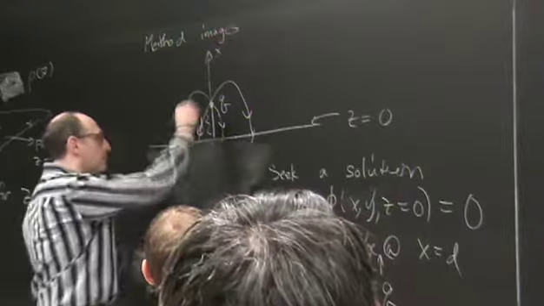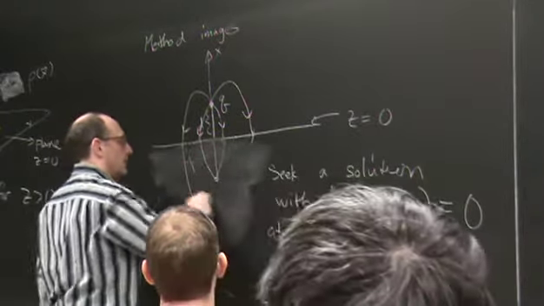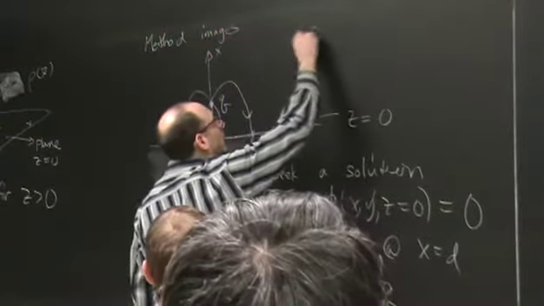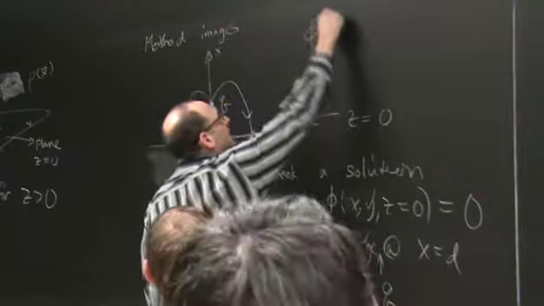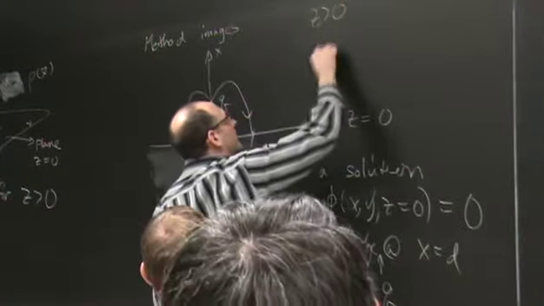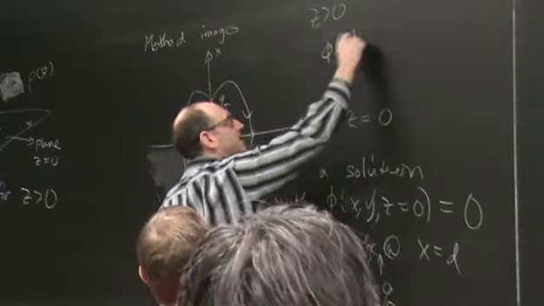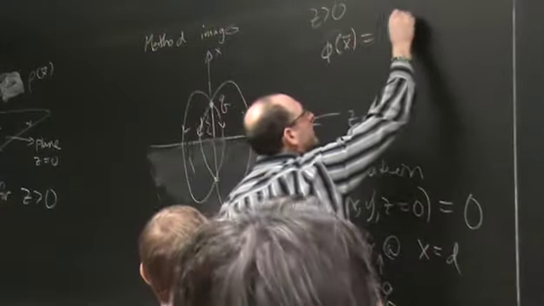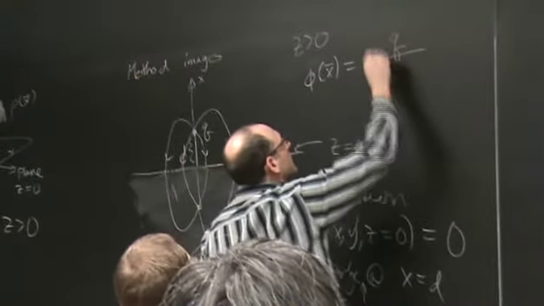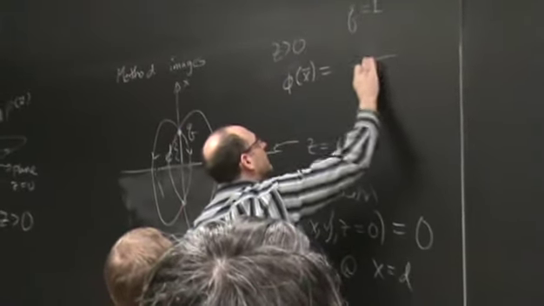So, above, this is the solution. And here it is. And therefore, we know what the potential is for z greater than 0. The potential, which is not a vector, is equal to q. So I'm going to set this to be a unit point charge. So I'll set q equal to 1.